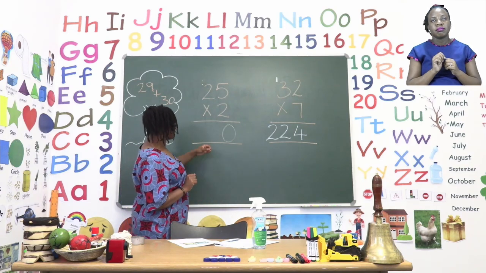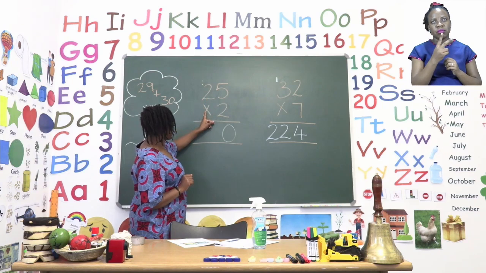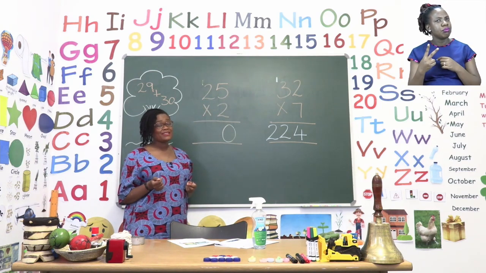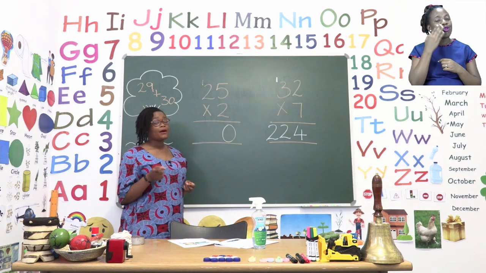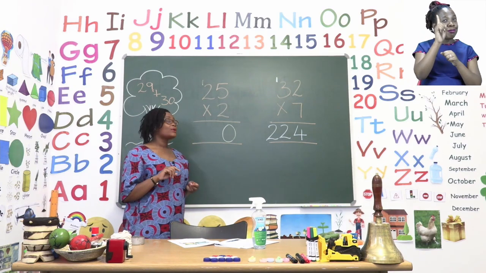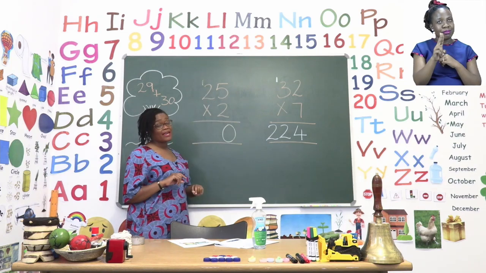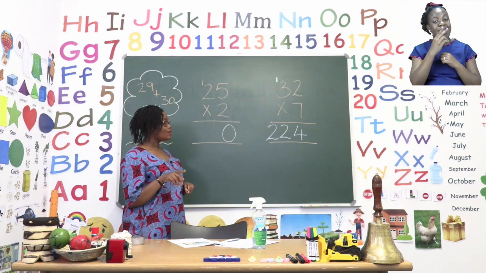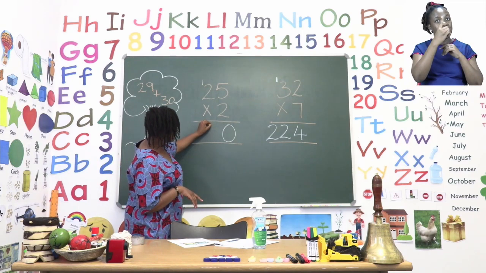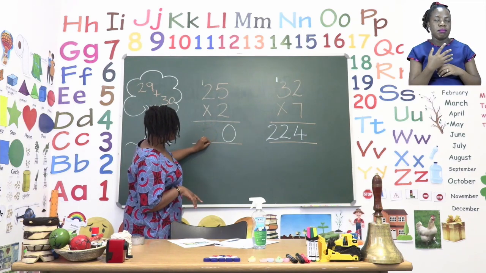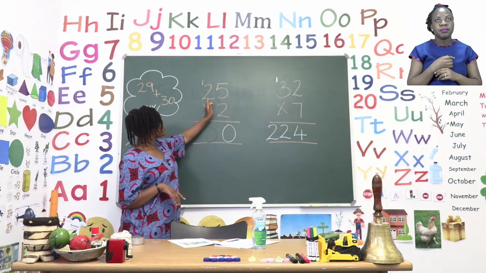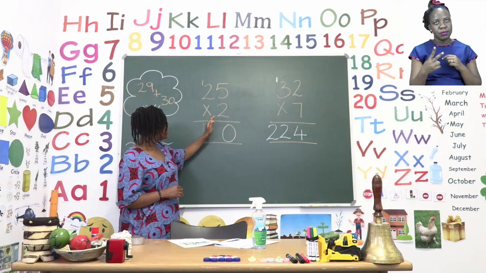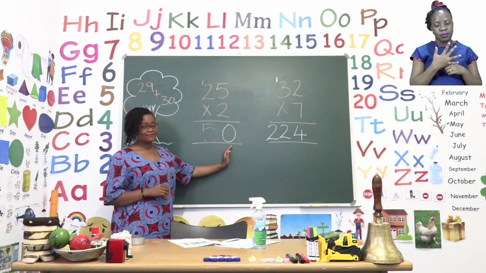Now the next one is 2 times 2. And 2 times 2, boys and girls, we know is 4. But we're not done. Remember, we have that 1 we were keeping. So it's now 4 plus 1, which gives us 5. So our final answer is 25 times 2 equals 50.